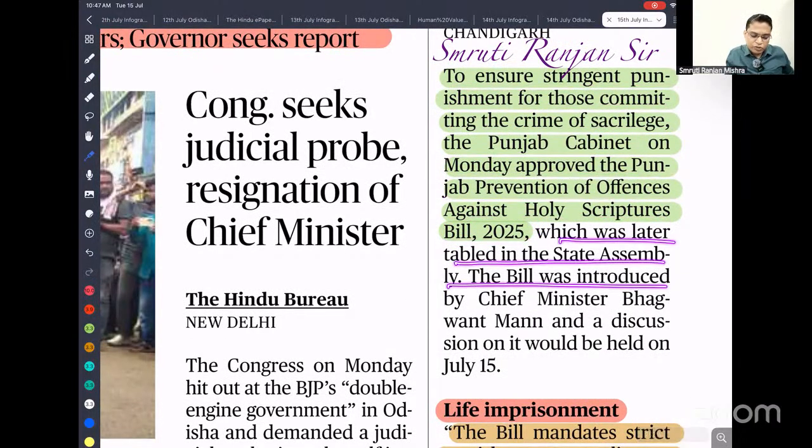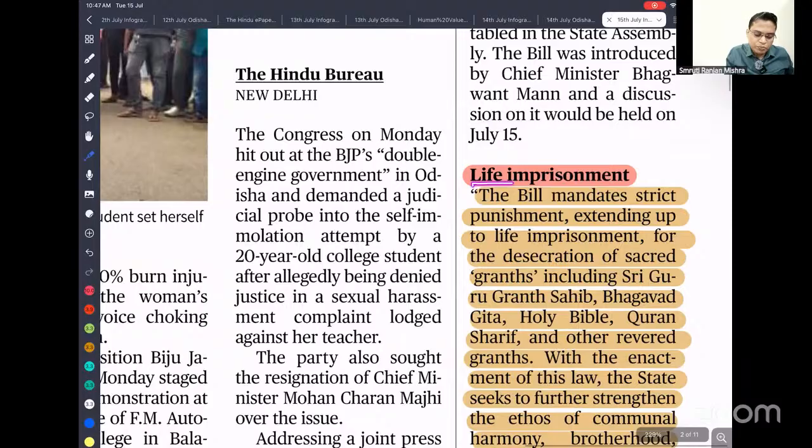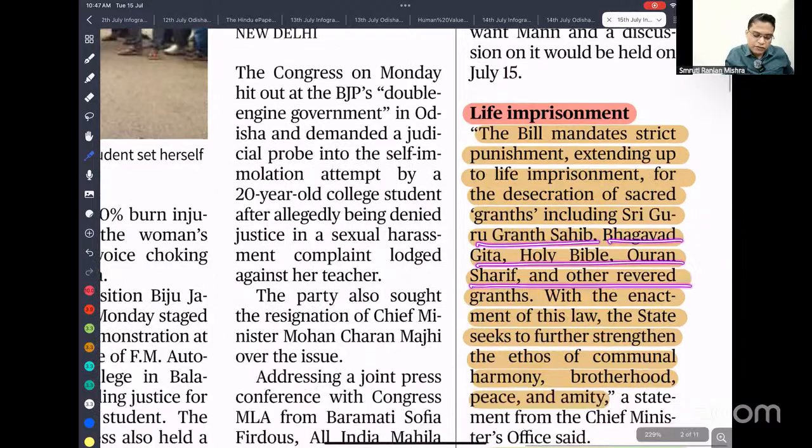The bill was introduced by Chief Minister Bhagwant Mann, and discussion on it will be held on July 15. The bill mandates strict punishment, extending up to life imprisonment, for desecration, meaning damaging the sacred Granths, including Guru Granth Sahib, Bhagavad Gita, Holy Bible, Quran Sharif, and other religious Granths.